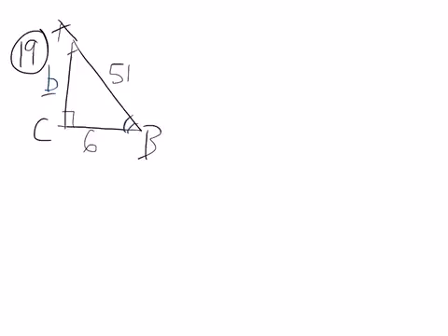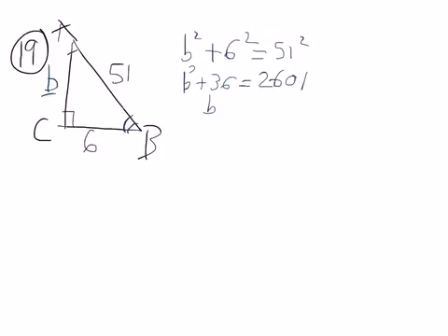So I'm going to start with side B, and since I know this is a right triangle, the Pythagorean theorem should be in place. So B squared plus 6 squared will equal 51, whoops, I wrote 15, 51 squared. So B squared plus 36 equals, and I don't know what 51 squared is, I'll grab my calculator, 2,601. Subtract 36 from both sides, so B squared is 2565, square root that.